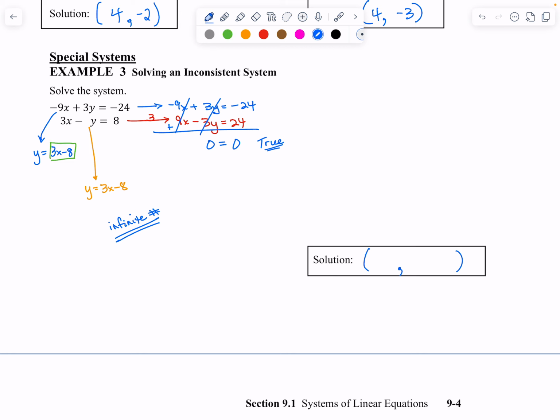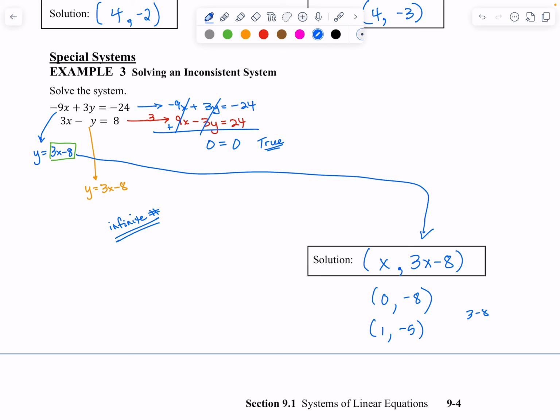So what I'm going to do is I'm just going to say x is x. But my y, I'm going to plug that right there, is 3x minus 8. So that's my solution. In other words, I could say, well, give me some points. And so if I put a 0 in here, then I know this one would be negative 8. If I put a 1 in there, this one would be what? 3 minus 8, that'd be negative 5. I could give you an infinite number, right?